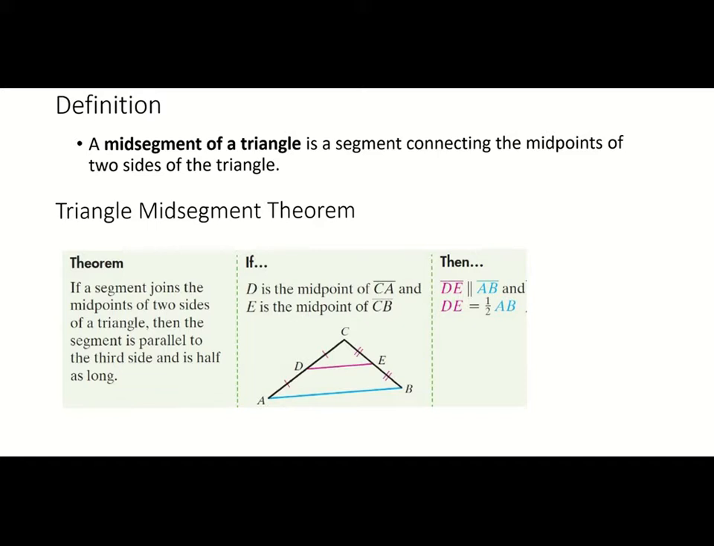Alright, so we are going to look at the midsegment of a triangle, and a midsegment of a triangle is a segment connecting the midpoints of two sides of a triangle. So if we look here, DE is the midsegment of triangle ACB, and it is connecting two sides of the triangle, sides AC and BC. And a midpoint, remember, divides the side into two equal parts. So if you'll notice, AD and DC are equal in length, and so is CE and EB.